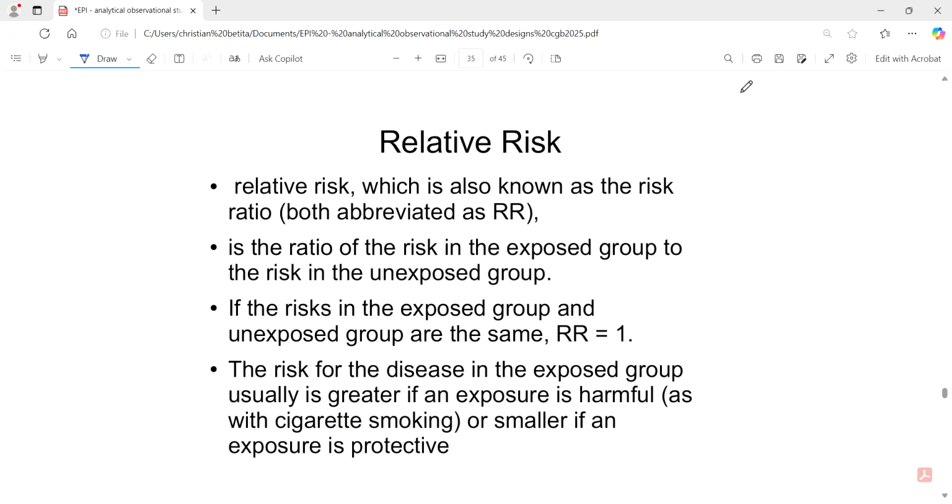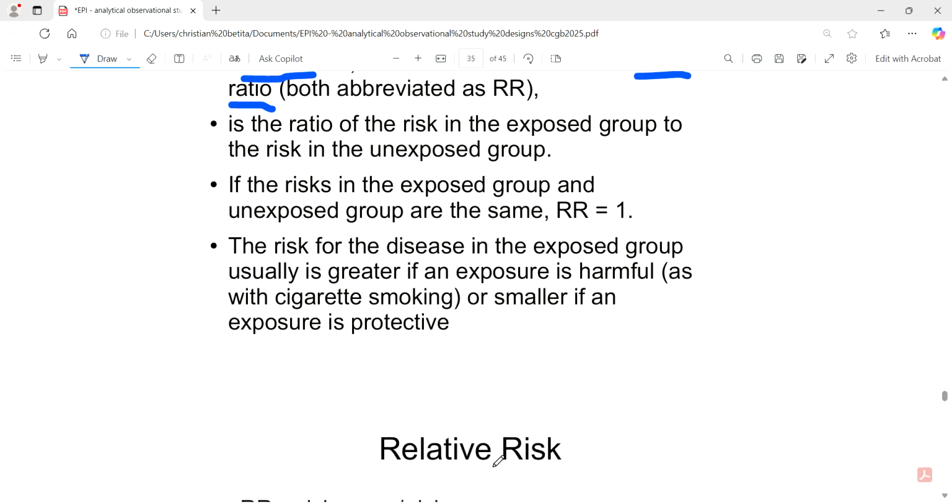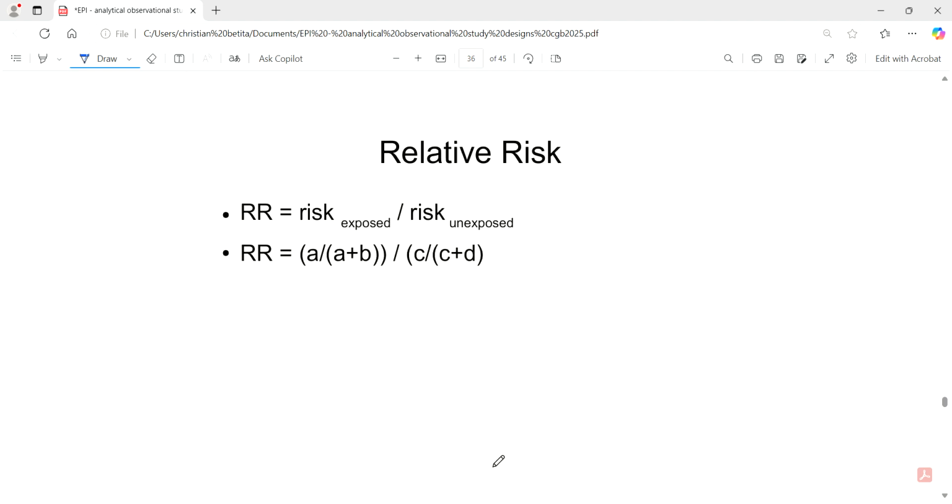Relative risk, which is also known as the risk ratio, is the ratio of the risk in the exposed group to the risk in the unexposed group. If the risks in the exposed group and the unexposed group are the same, then RR equals 1. If RR is greater than 1, then the risk is greater in the exposed group. If RR is less than 1, then the risk is less in the exposed group. Okay. The risk of the disease in the exposed group is usually greater if an exposure is harmful, or smaller if an exposure is protective. RR equals risk exposed over risk unexposed, and it's given by this formula.